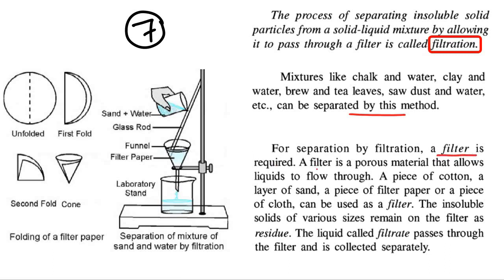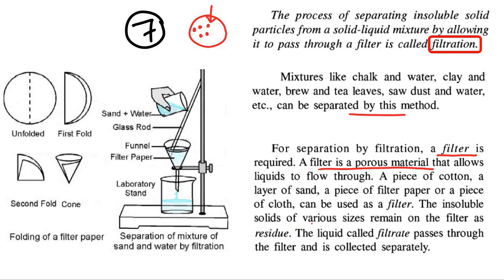What is a filter? A filter is basically a porous material. Small pores are there in this filter paper, very small pores, and then this allows the liquid to flow through, and the unwanted, undesirable particles get stuck over the filter paper. Now, you see a piece of cotton, a layer of sand, a piece of filter paper, or a piece of cloth can be used as a filter.